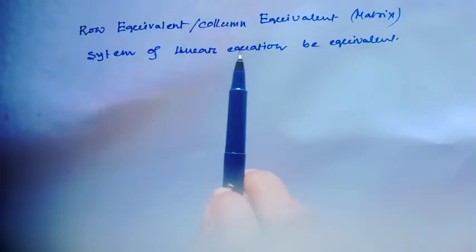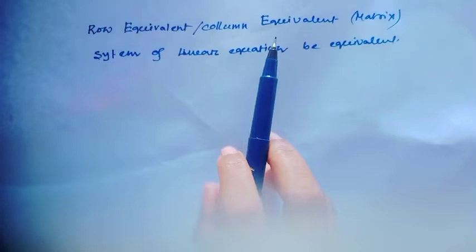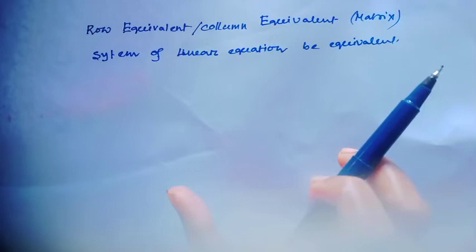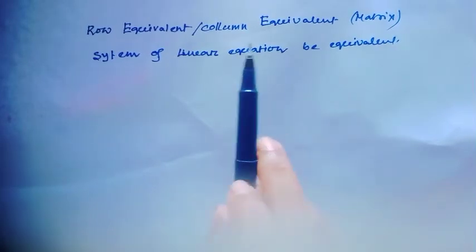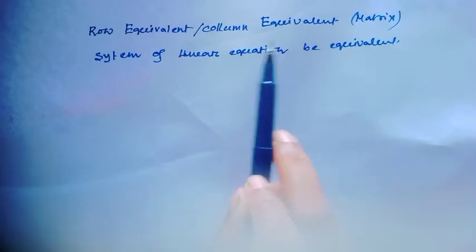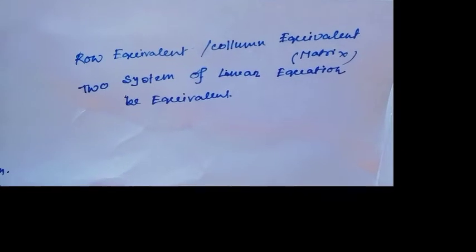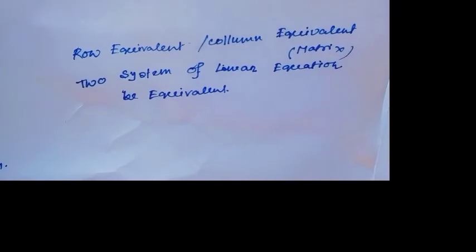The goal of this lecture is to see what the row equivalent and column equivalent of a matrix are. Previously, in my previous video, I discussed this topic, but today I will discuss what the row equivalent and column equivalent of a matrix are geometrically. If you know this geometry, then you will understand the definition of row equivalent and column equivalent matrices in a better way.